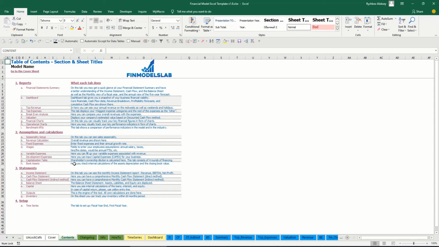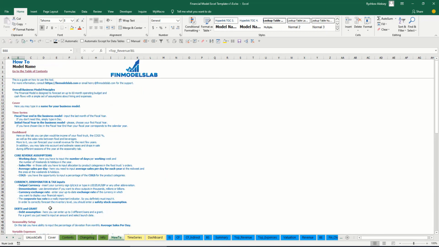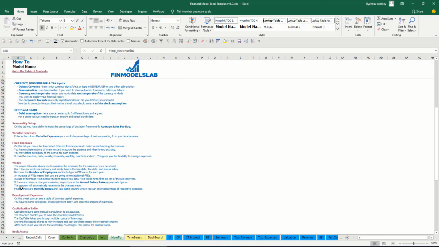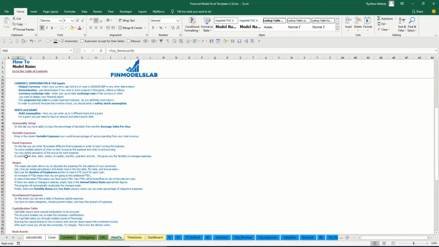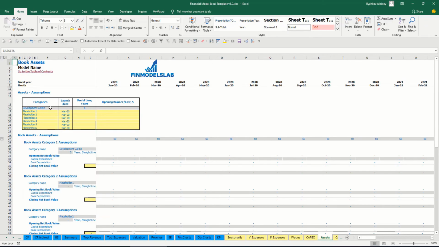There is a short explanation about what each tab does, but if you want to know more you can go to how-to and see a more detailed explanation of what each tab does, what inputs you may find on this sheet and what kind of outputs you may find on this sheet as well. Any header of this section is also clickable, so you may click on, for example, book assets and you go directly to this tab.